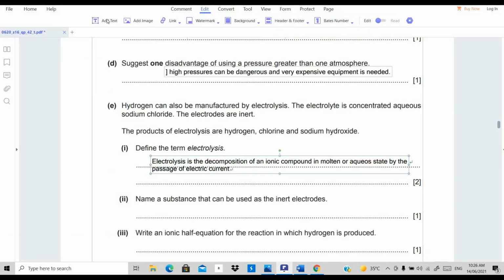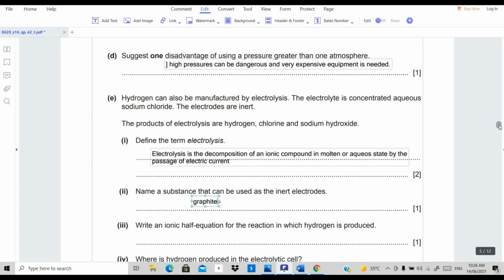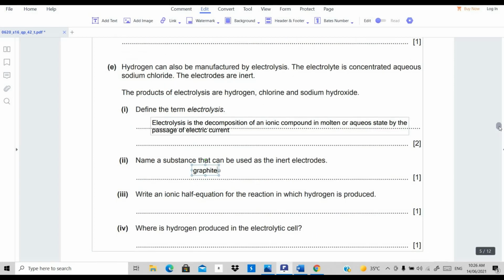Among these, I can write one of them. Graphite. I can write graphite here, right? Graphite is okay. Carbon you can also write, because the question mentioned diamond and graphite as allotropes of carbon. But I'll prefer writing graphite because most of the time in our school we used graphite.